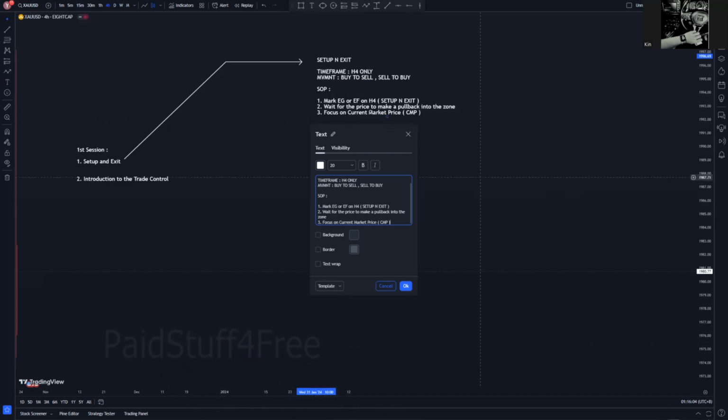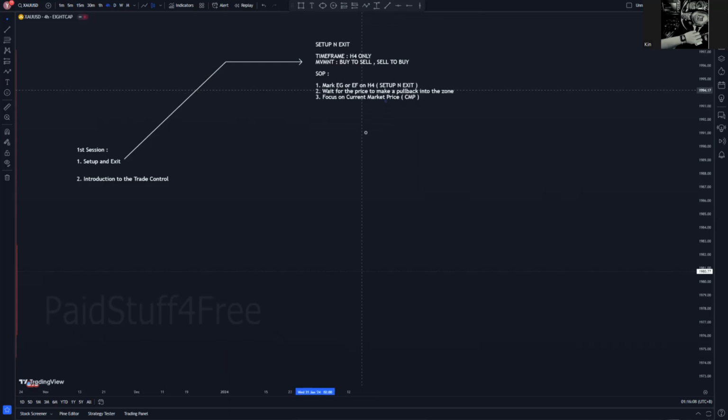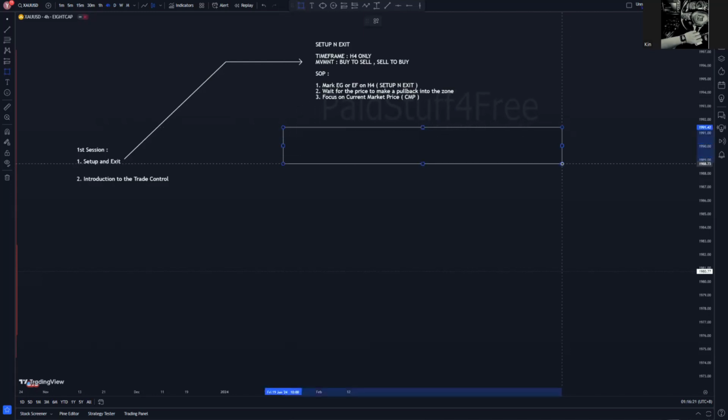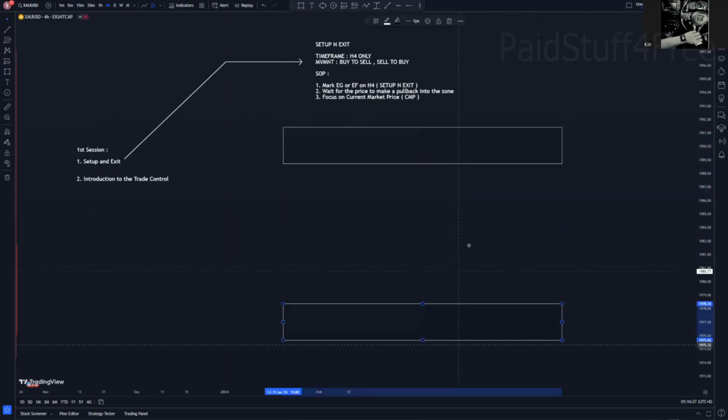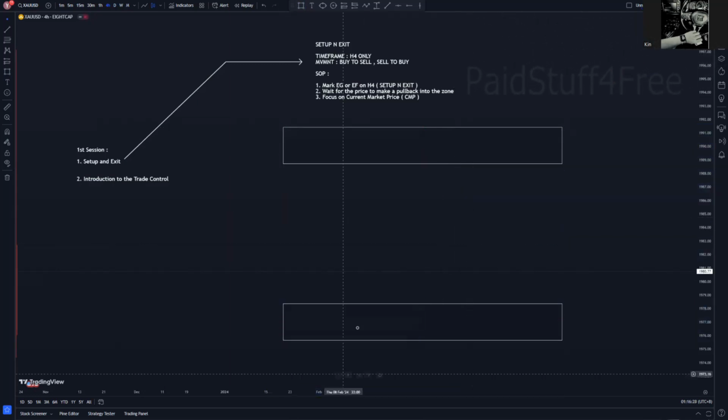So after that, I'm just going to draw for you guys the theory on how it works. For example, we have an engulfing zone somewhere here, which is for sell. And another one for buy, at the bottom of this one.